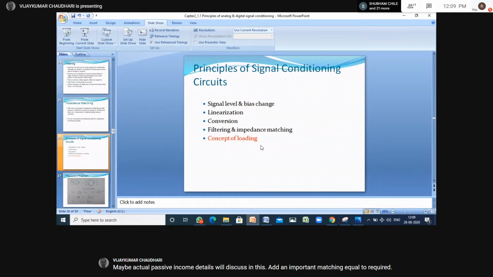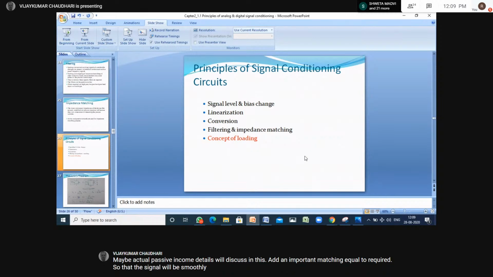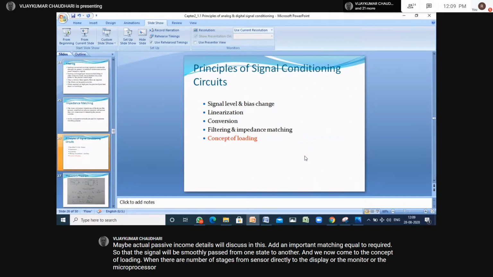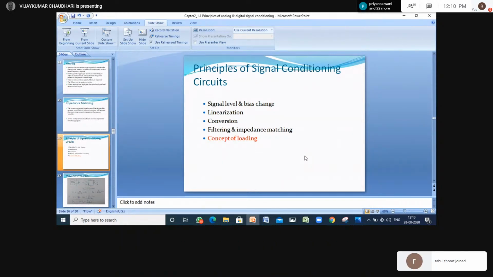And if the input impedance to any stage is higher, ideally the input impedance of any device should be as large as possible, whereas the output impedance should be as low as possible. If it is reversed, then that is called a loading effect. If the input impedance is low, then there will be difficulty passing the signals. The earlier stage will load the next stage.